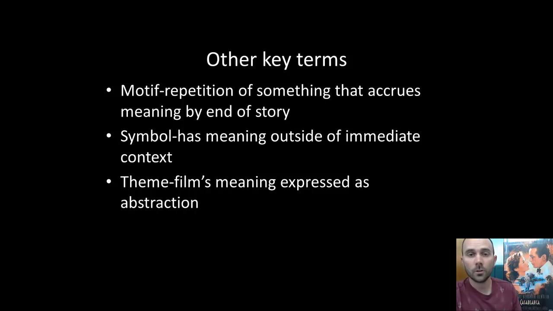Our last narrational term that begs defining is theme, which can be defined as the film's meaning expressed as an abstraction.